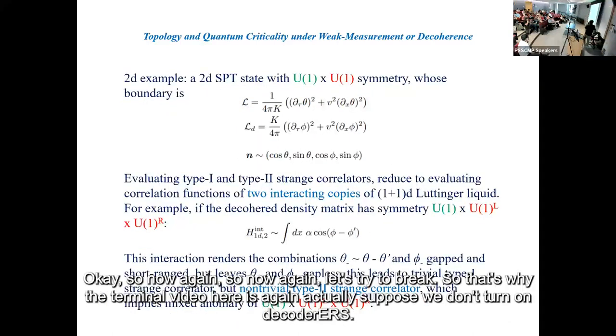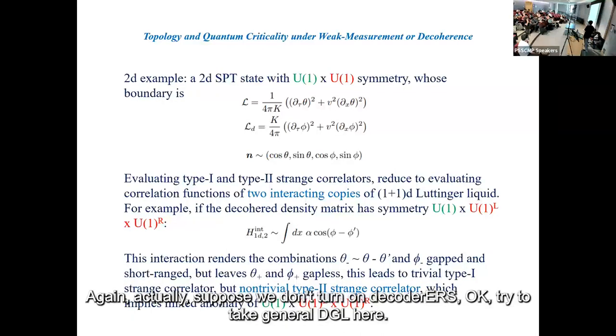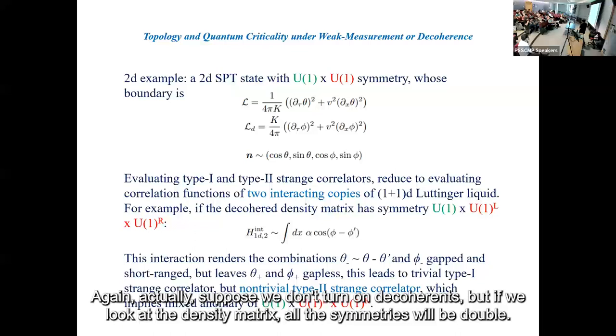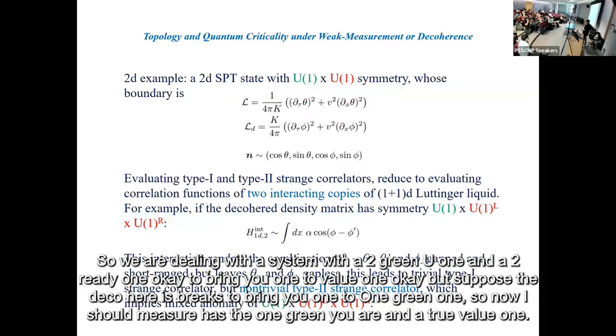Now again, let's try to turn on decoherence. Suppose we don't turn on decoherence, but we look at the density matrix, all the symmetries will be doubled. So we are dealing with a system with two green U(1) and two red U(1). But suppose the decoherence breaks two green U(1) to one green U(1), so now the density matrix has one green U(1) and two red U(1).